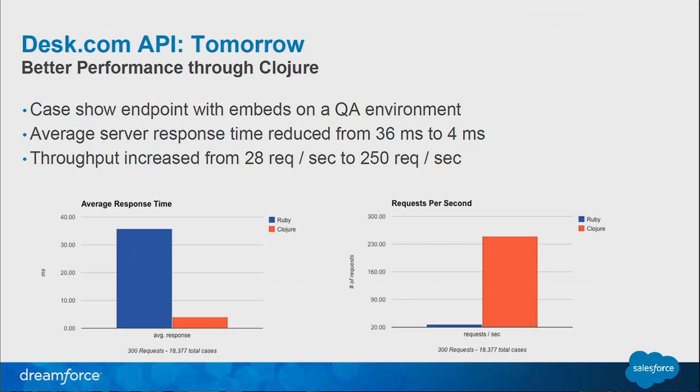So we saw our average server time response reduced from 36 milliseconds in Rails to just 4 milliseconds on Clojure. And that's a full request end-to-end. That includes authentication, authorization, everything needed. It's perfectly seamless. And at the same time, we saw our throughput increase from 28 requests per second to 250 requests per second. So 10 times better on both metrics, which is absolutely phenomenal.